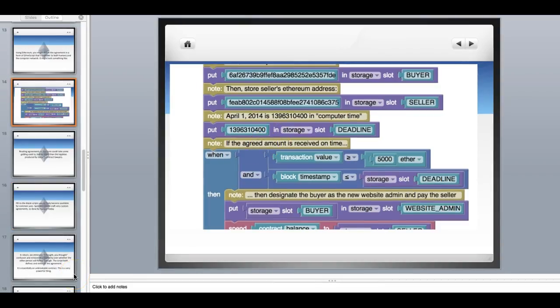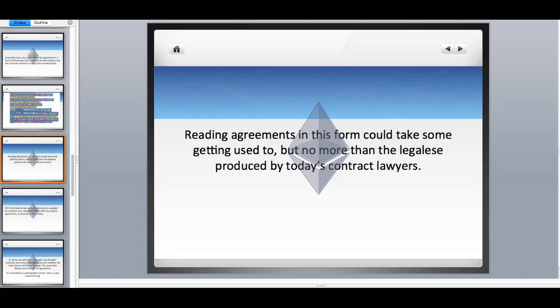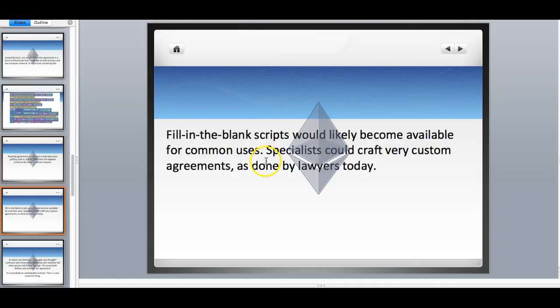So basically, like we already discovered, this is simply a programming language. If you're familiar with HTML or CSS or JavaScript or C++ or any of those, then this is simply just code. And with Ethereum, this code is absolute. So when this executes, it's going to execute exactly how it was programmed to. Reading agreements in this form is obviously going to take some getting used to, but no more than the legalese that's already being produced by today's contract lawyers.